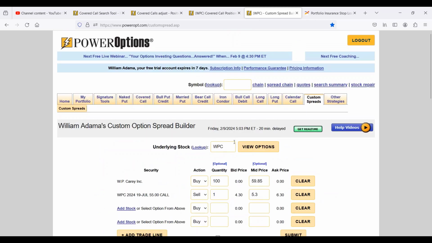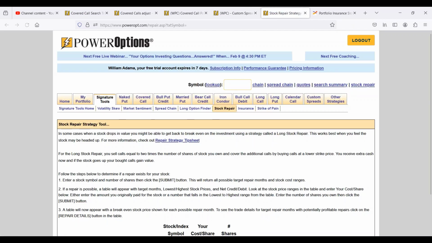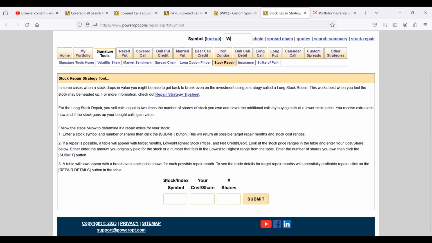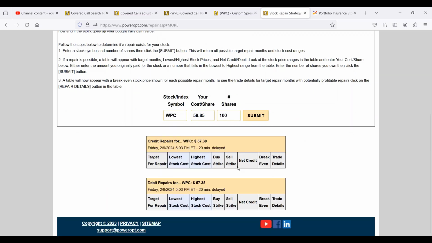So another idea there is the stock repair tool. And what does a stock repair tool do real quick? Well, we can go ahead and put in WPC. I'm going to put in WPC. And my cost basis was going to be $59.85. That's after I buy back the call. So I'm just in a long stock position, $59.85. That's trading at $57.38 or so. All right, no repairs matched it in this case, which is fine.